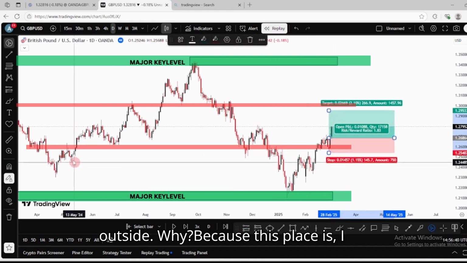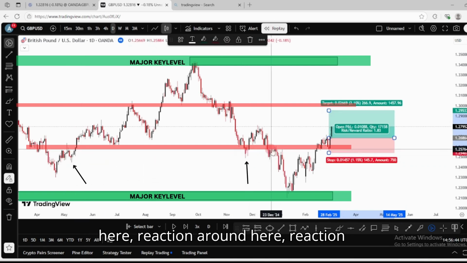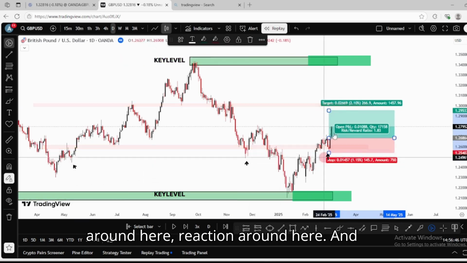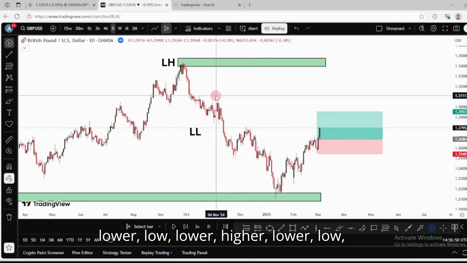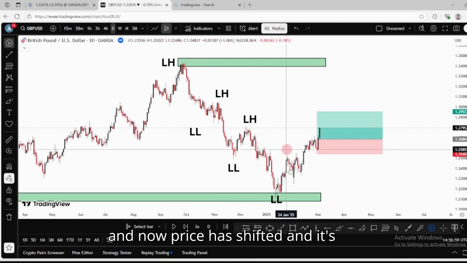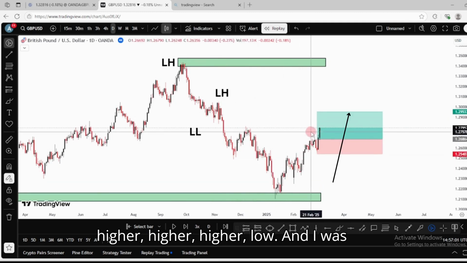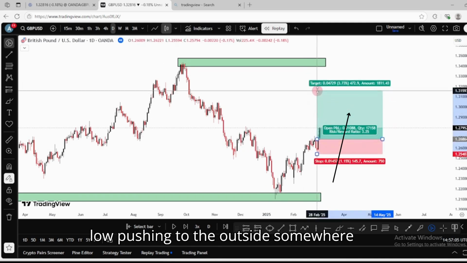Why? Because there has been a reaction around here, a reaction around here, and around here, and I'm pushing to the upside. Okay, and now we can see we're having lower high, lower low, lower high, lower low, and now price has shifted and is creating higher high, higher low, higher high, higher low, and I was going to create a higher high, higher low, pushing to the outside somewhere around here.